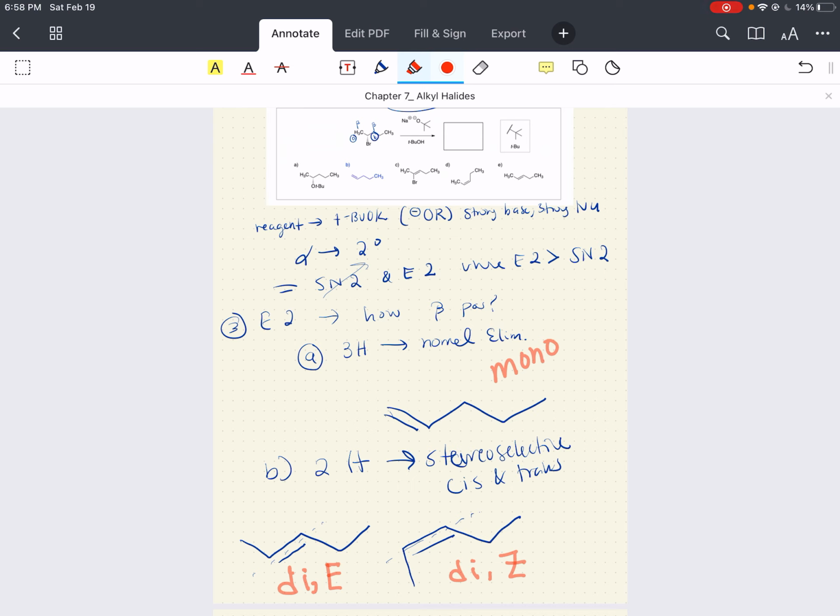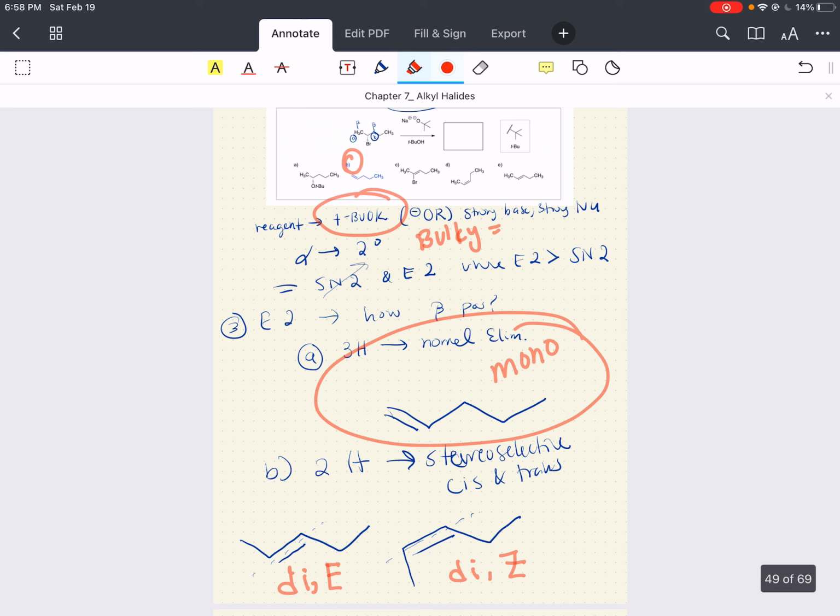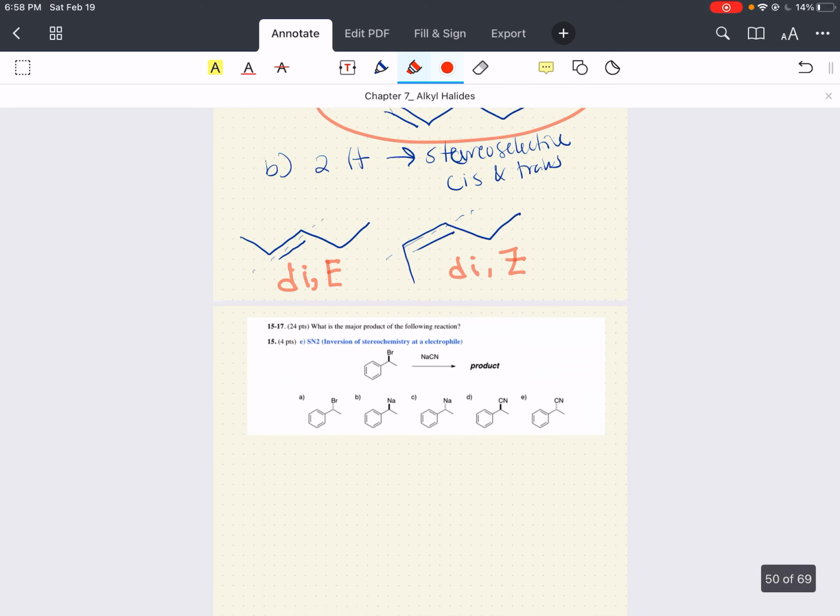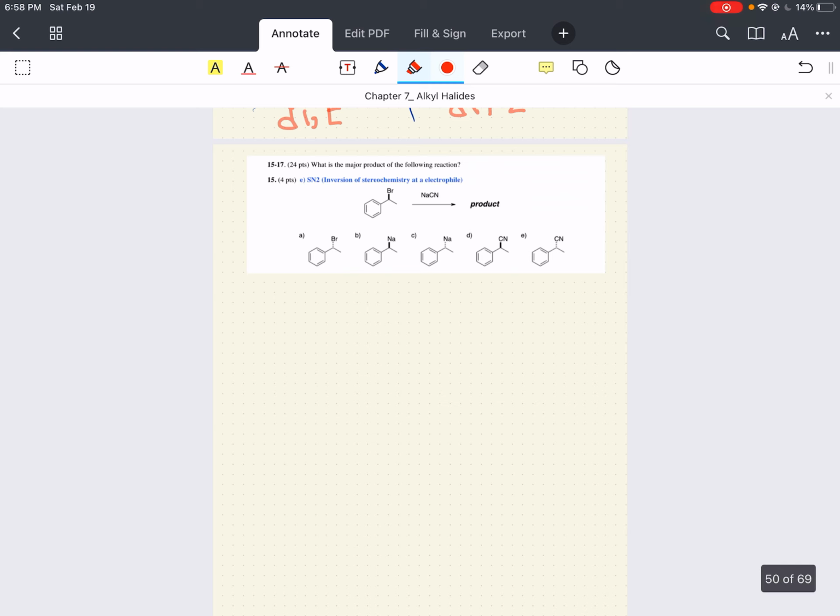What is our major product? Well, we have to go back to our base. This is a bulky base. That means our least substituted product is our major product. So our mono-substituted product is our major product, and that will be answer choice B. On to the next problem.